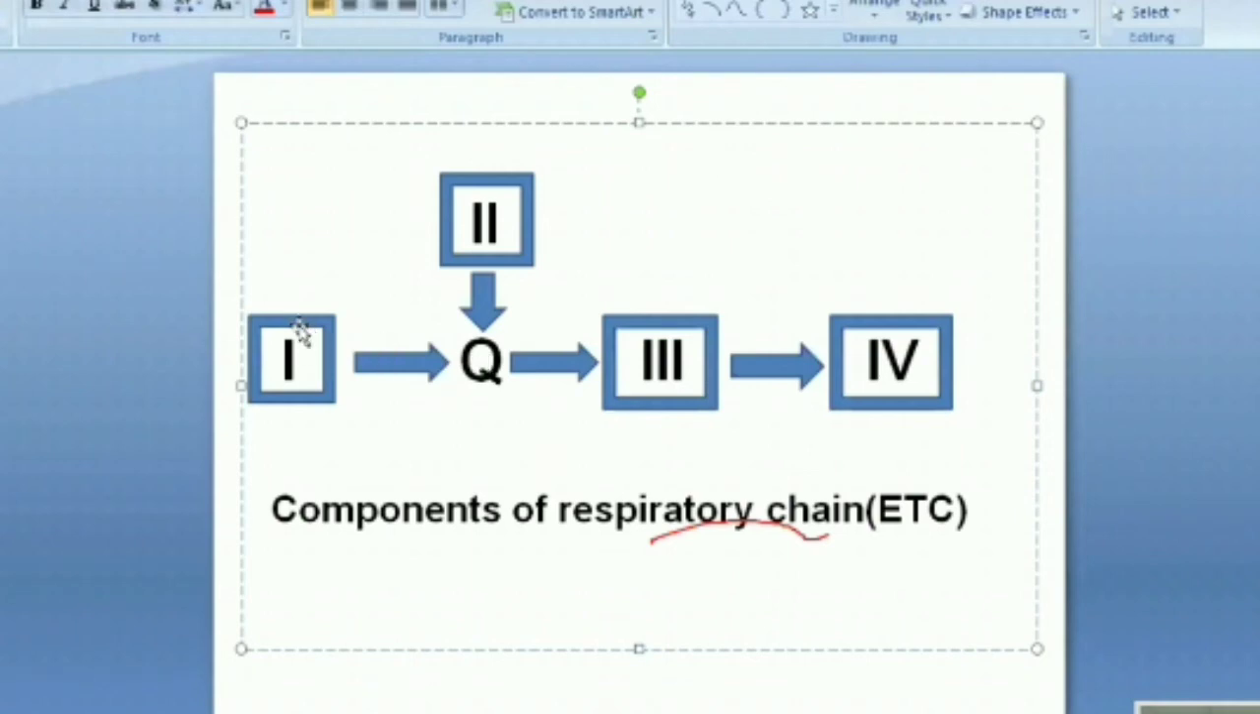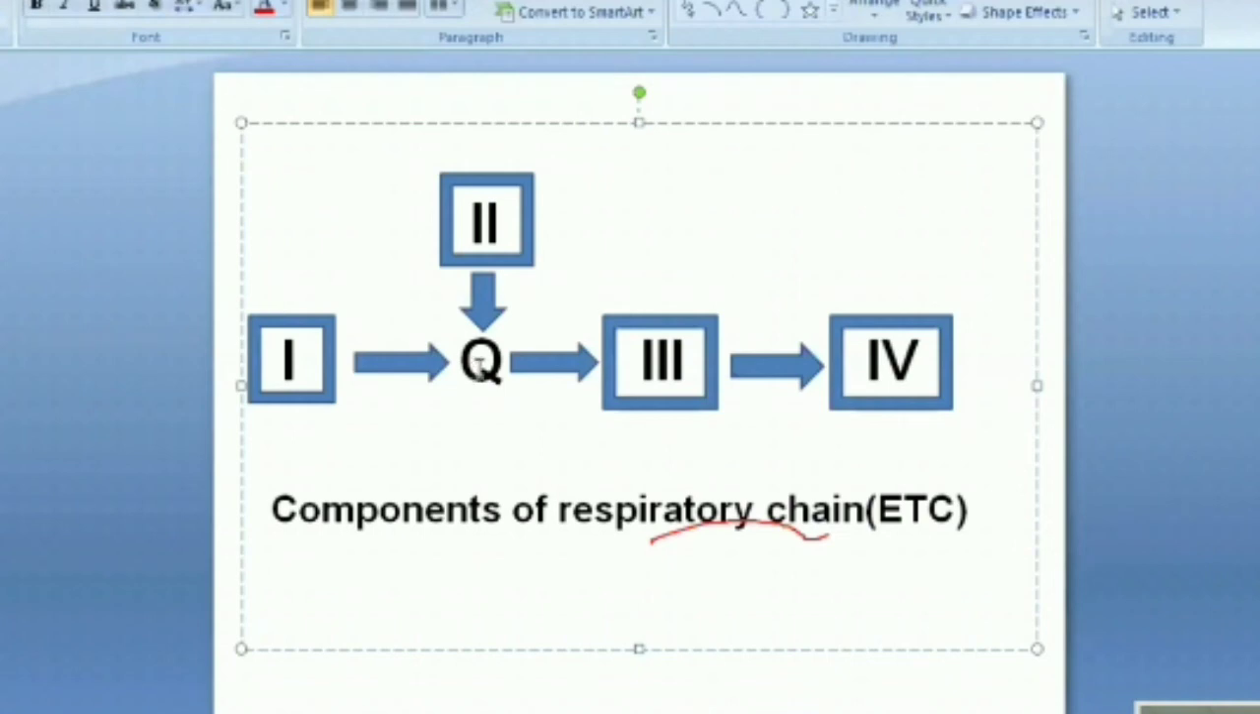These points, complex 1 and complex 2, are the points where the reducing equivalent is split into electron and proton. Electrons move horizontally, protons move vertically. Is it clear? You may be asking about complex 2. Complex 2 cannot split electrons and protons. It simply transfers the reducing equivalent to coenzyme Q, and coenzyme Q splits that reducing equivalent.